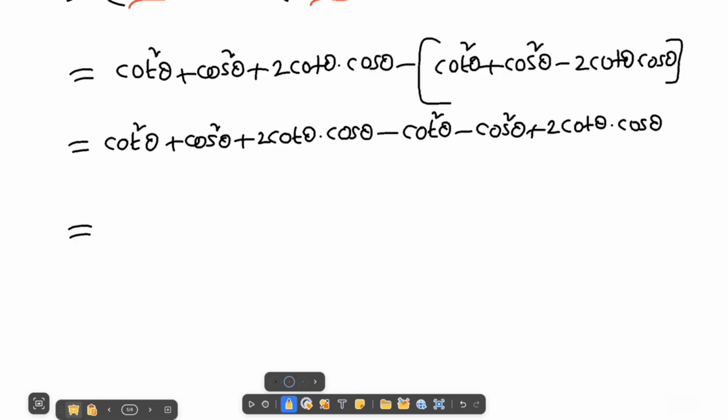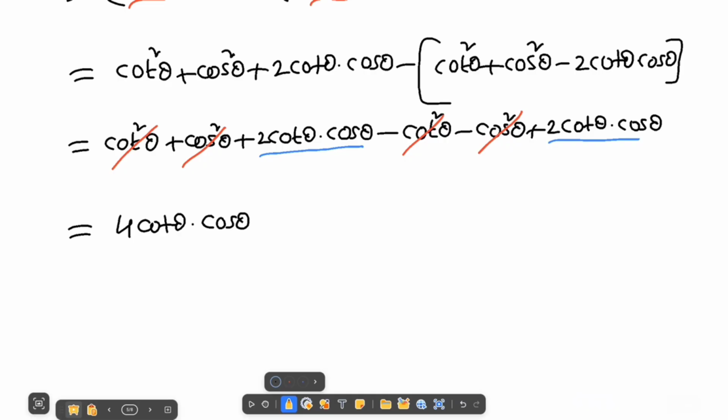So where this is minus cot square theta, this is plus cot square theta. Now this is plus cos square theta, this is minus cos square theta. Now what is here? 2 times of cot theta cos theta, 2 times of cot theta cos theta. Now it will be equals to total 4 times of cot theta into cos theta.